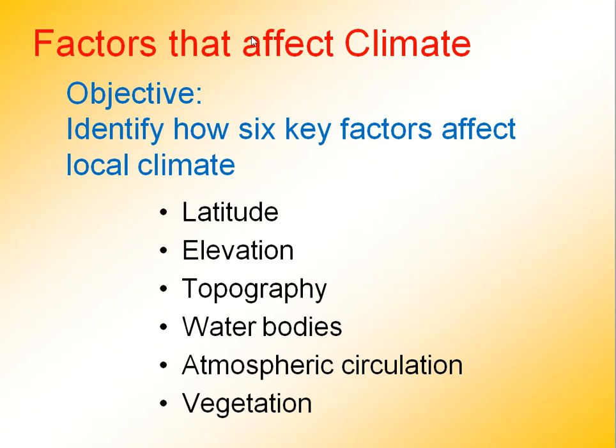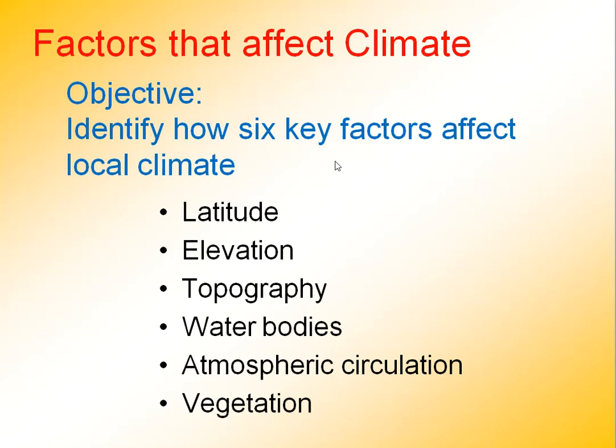There are 6 factors affecting climate that we want to take a look at, and so let's just jump right in. Factors that affect climate. Identify how 6 key factors affect local climate. Well, what are those factors? They are latitude, elevation, topography, water bodies, atmospheric circulation, and vegetation.